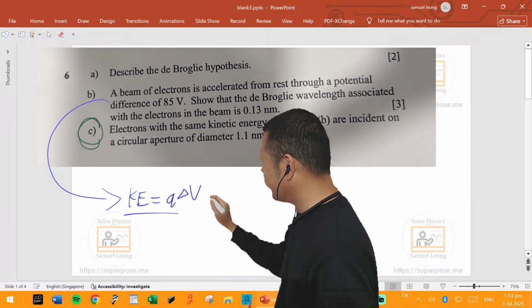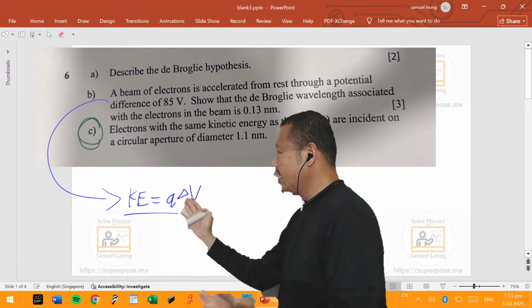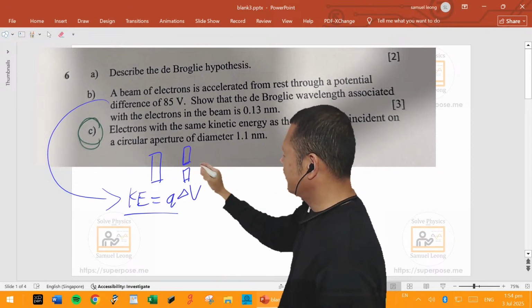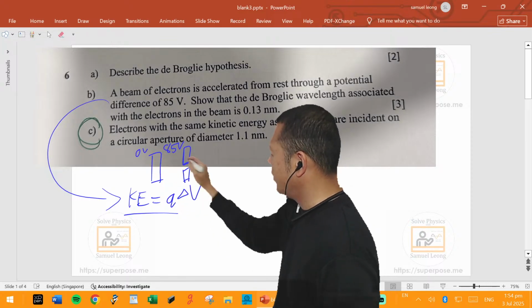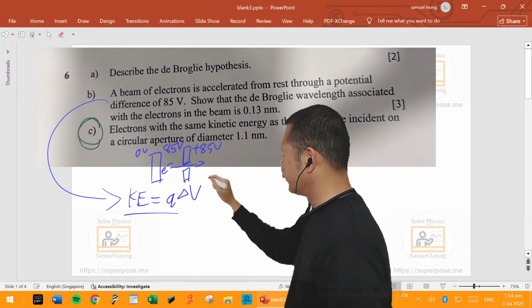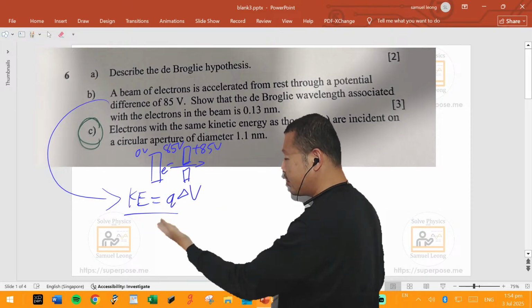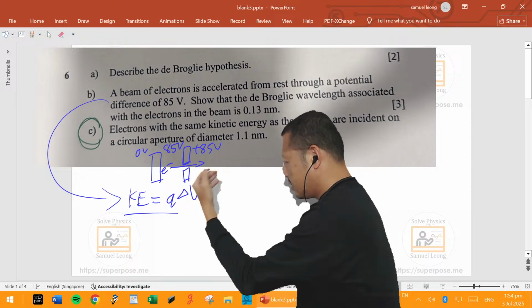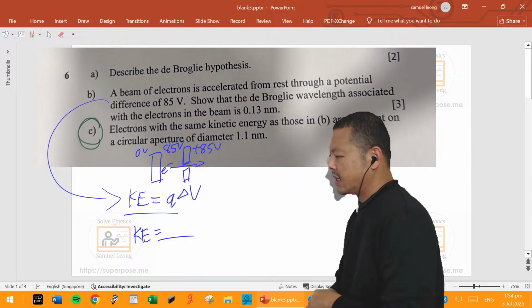Q delta V. Yeah, Q delta V. Basically, this represents the change in EPE. So you've got two plates like this, with a potential difference of 85 volts. Possibly the forward plate is positive 85 volts, and the electrons are being accelerated through here. So the loss of EPE, the change in EPE, is the KE. I'm going through this because I know D2 and D3 need this. All right, so what's the value of it? How much is the KE?